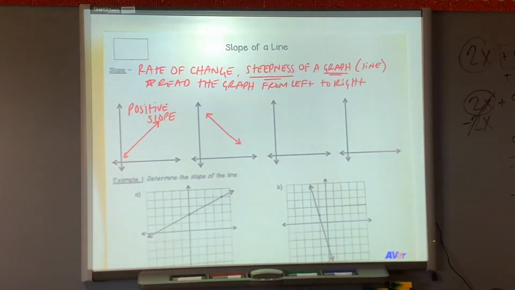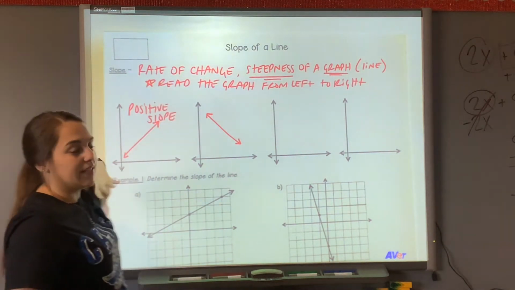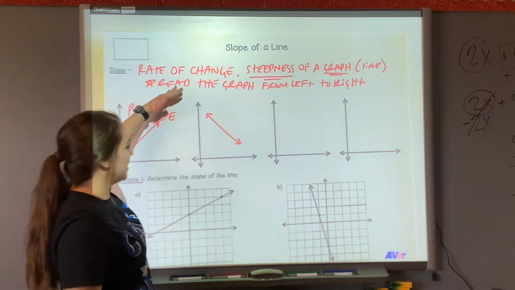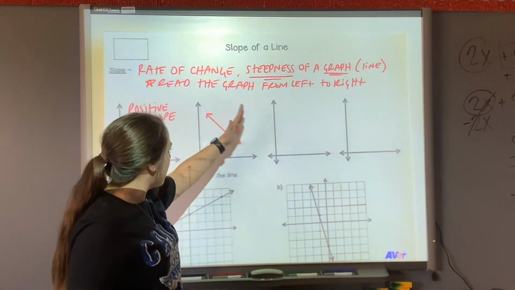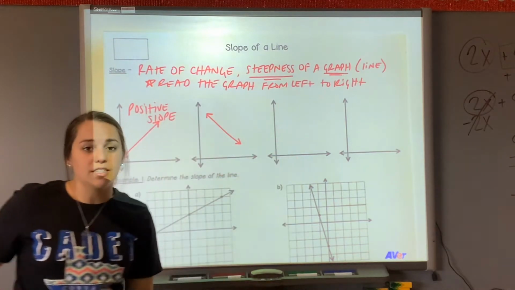Anytime you see a line that is going in the upwards way, that means that it is a positive slope. Anytime you see a line that's going down like this, remember we read from left to right. If we're reading from left to right, my line is going down. This is called a negative slope.